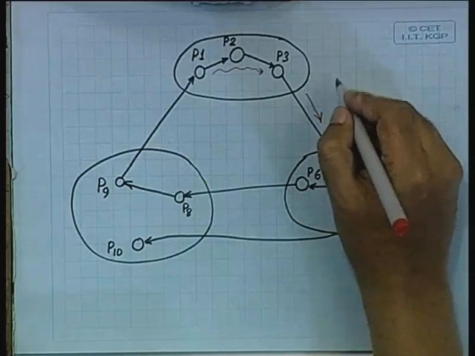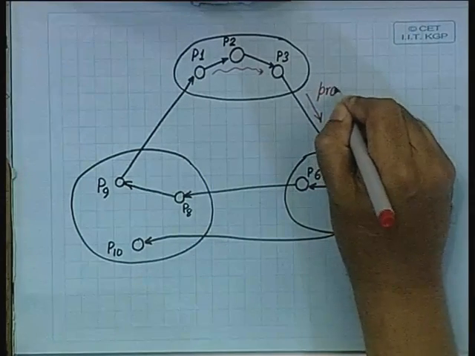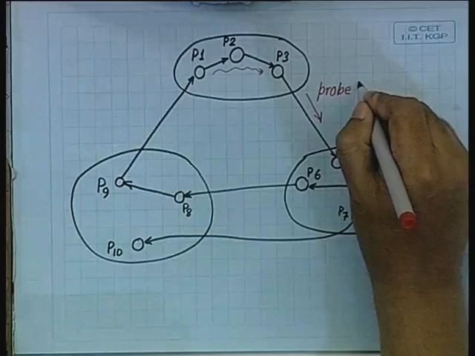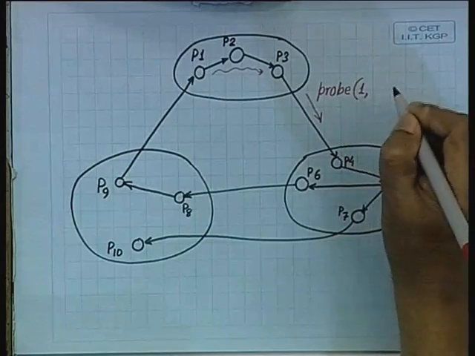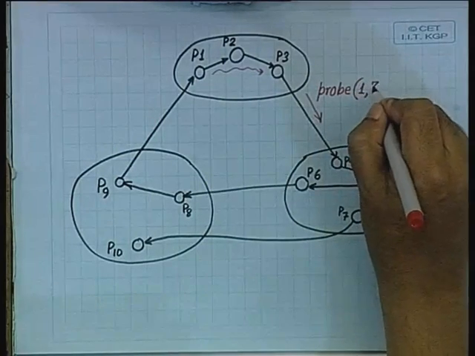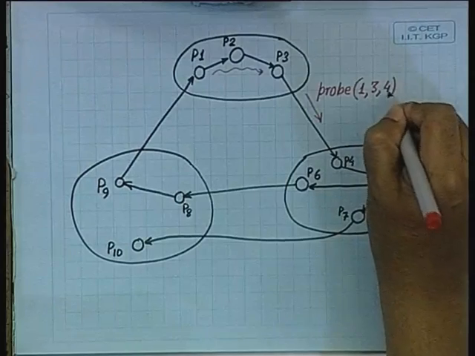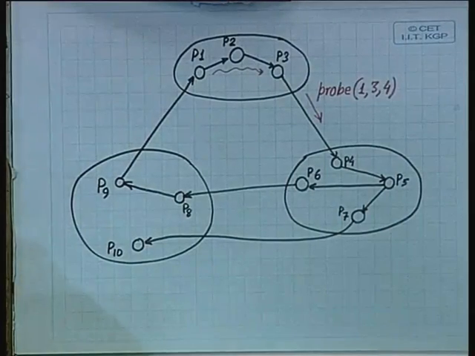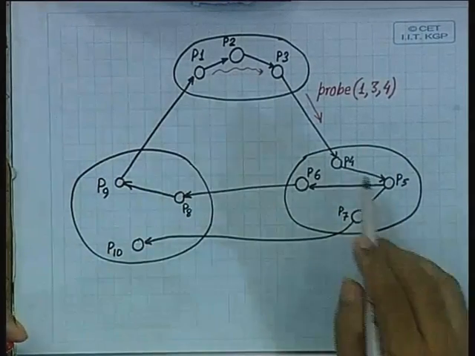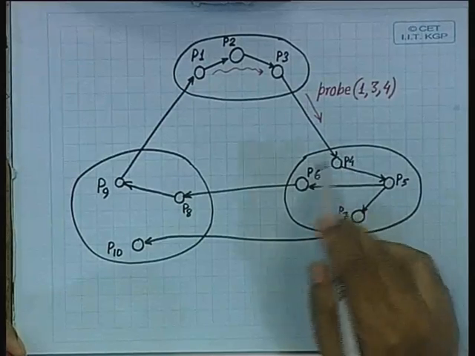And what will be the probe message sent? It will send a probe, with the initiator 1, and then from 3 to 4. Okay. What will this side do?